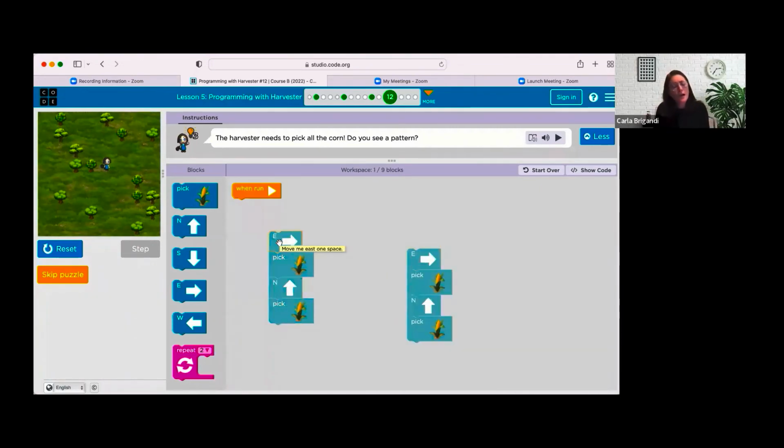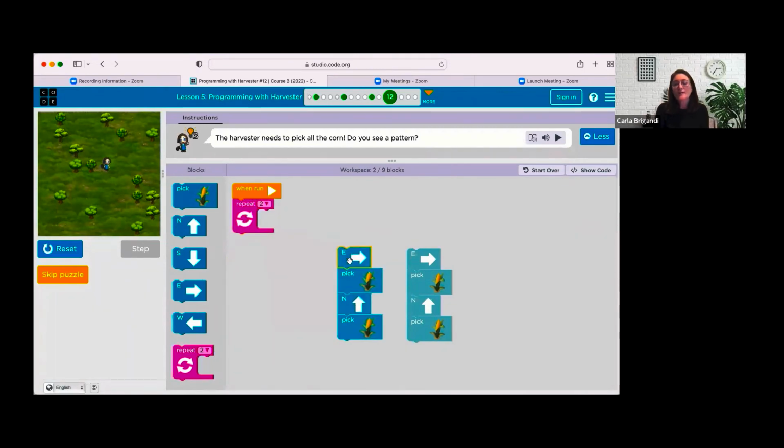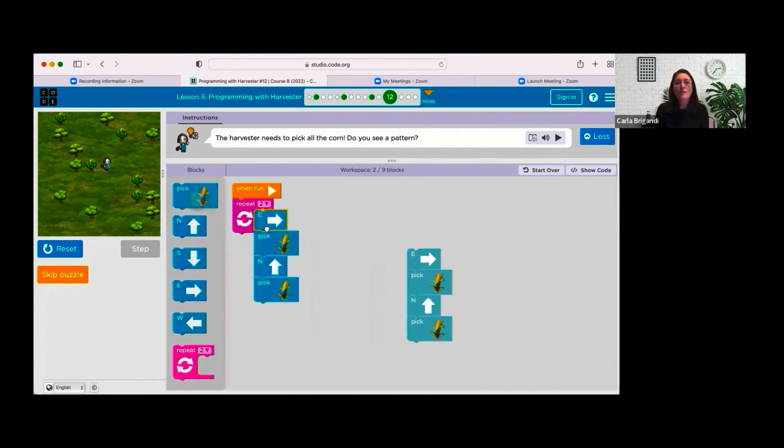Compare and contrast. Why is it more complex? Because it has 3 different blocks. Typically when I've seen patterns in the past, it's just been east, east, east, and those have been sort of easy to see. But this is a more complex pattern. I'm going to use my repeat button. I see that these 2 lines of code, let's compare, east, pick, north, pick. They're the same. I can put this whole thing in there. It's going to repeat twice.